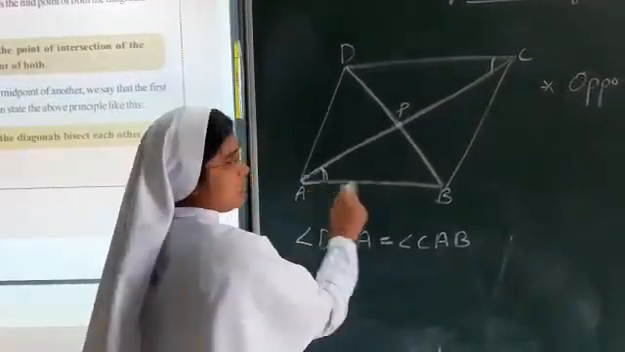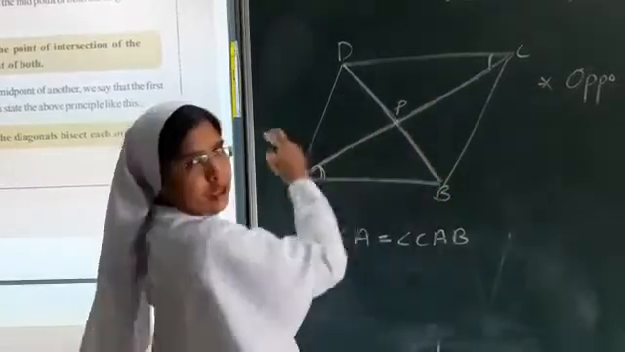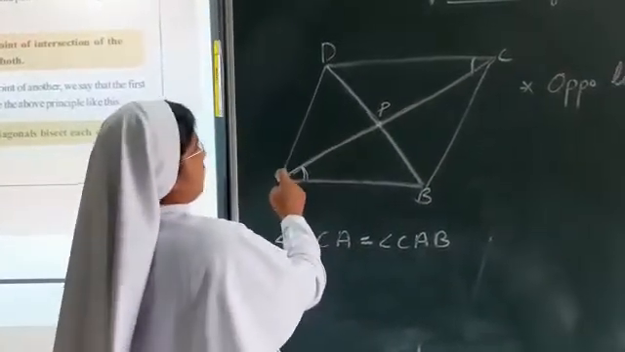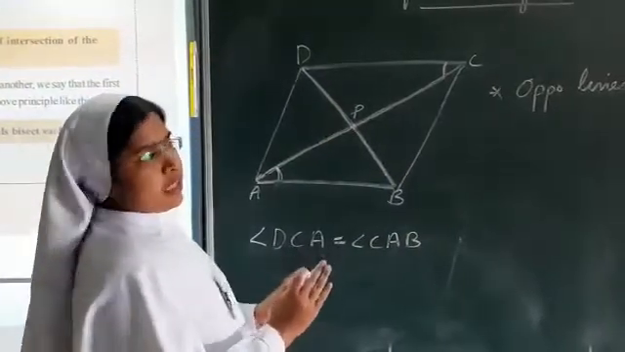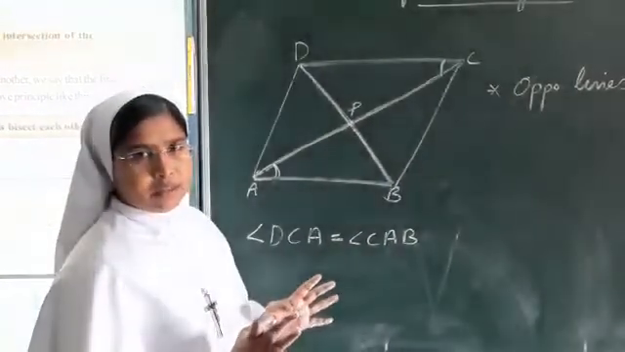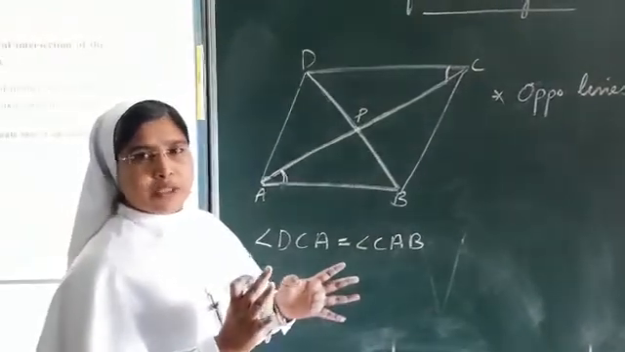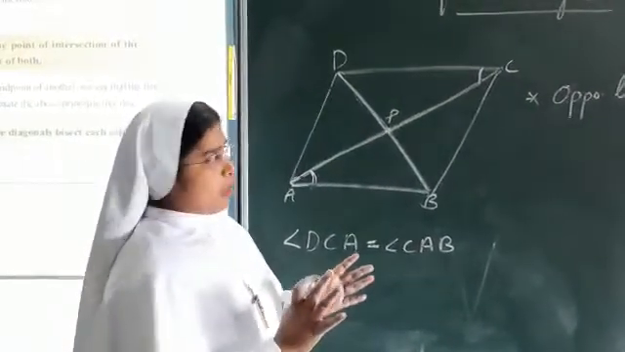Here, the opposite lines are AB and CD, opposite lines. And here, AD and BC, opposite lines. They are equal and parallel. These two conditions, if satisfied, then we can say that it is a parallelogram.